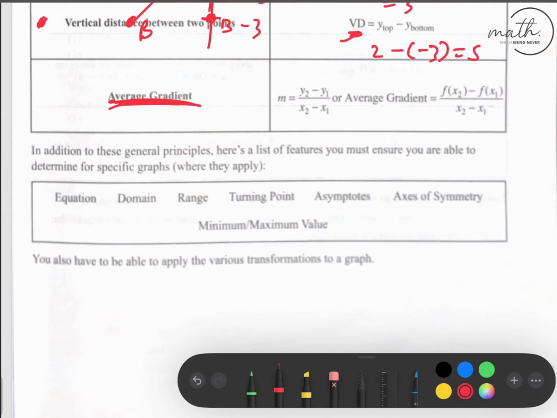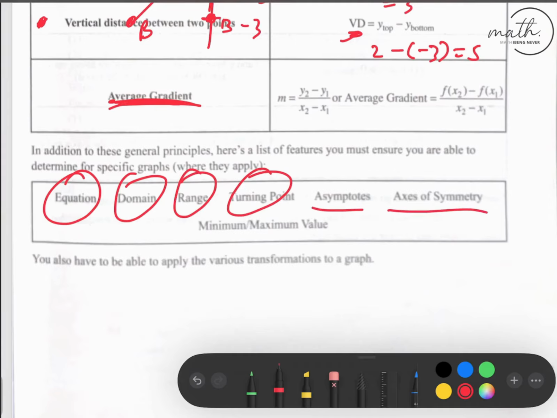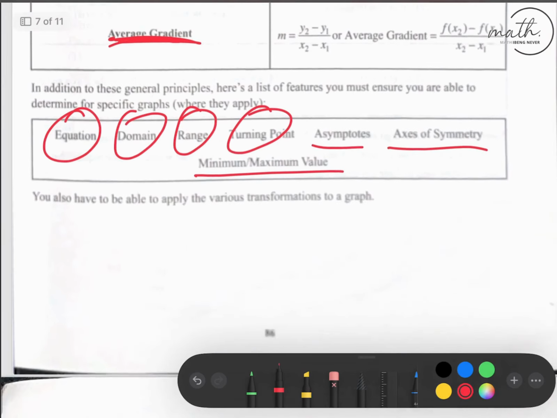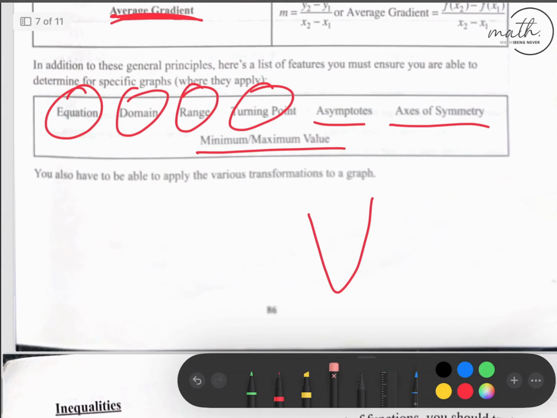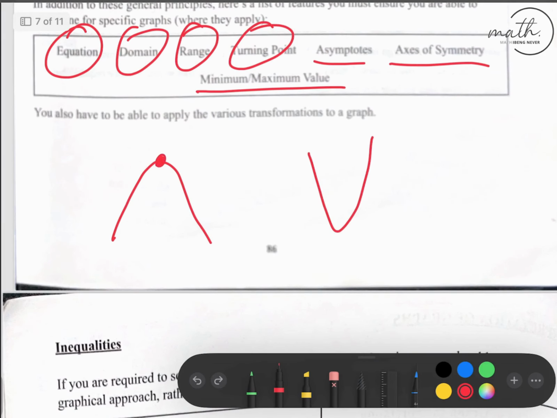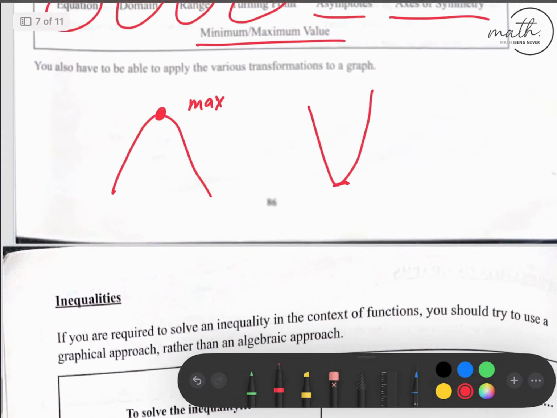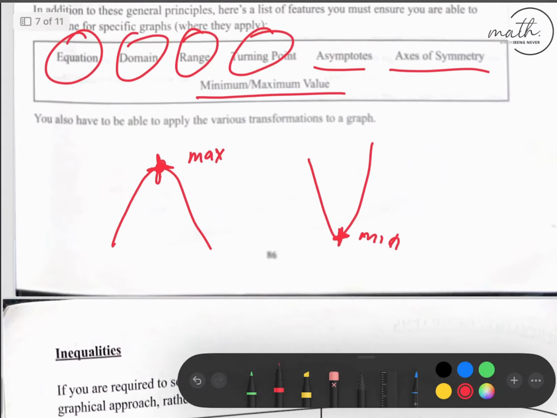So with those things at the top, you also need to know how to find the equation, domain, range, turning point, asymptote, axis of symmetry, minimum or maximum value. Minimum and maximum value, they just mean the turning points. So if you know the turning points, you have your minimum or maximum. So here you have your maximum, here you have your minimum. So you find the turning point, the x is the way it appears, the y is the value they want for the maximum and the minimum.